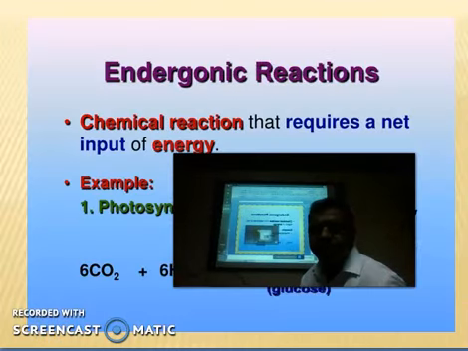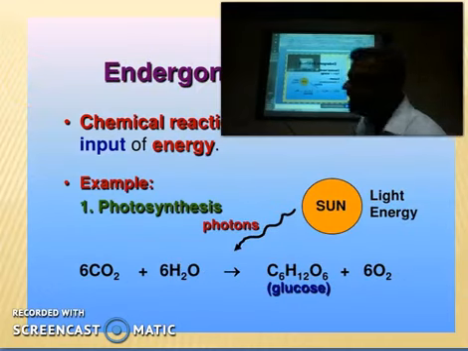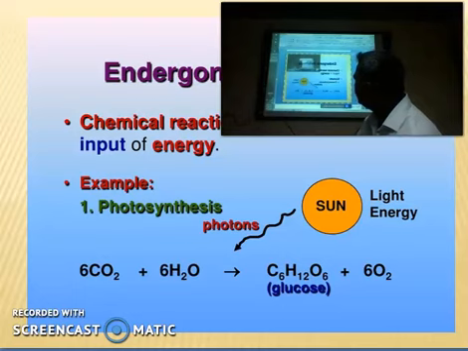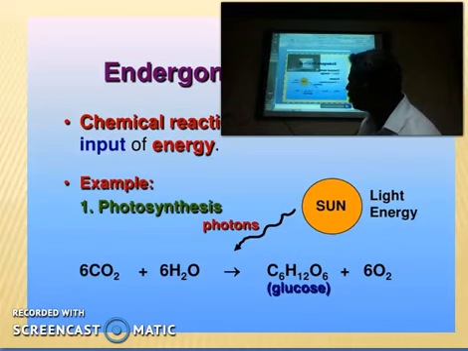Now we will start, as I have repeatedly given, with the difference between endergonic and exergonic. Now we have to understand what an endergonic reaction is. A chemical reaction that requires a net input of energy is called endergonic. Example, photosynthesis: 6CO2 plus 6H2O, in the presence of light and rubisco, is converted into C6H12O6 glucose molecules and oxygen. Okay, we will continue later on.